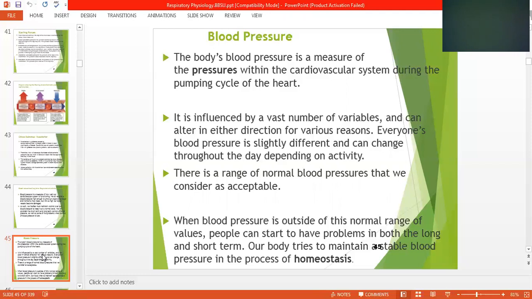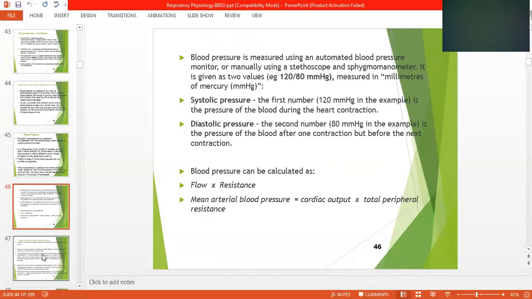Our body maintains a stable blood pressure through the process of homeostasis. Homeostasis means our body will maintain a normal blood pressure through the autonomic nervous system, which is controlled by the medulla oblongata in the brain. So we need homeostasis, meaning balancing of the blood pressure, neither too low nor too high.